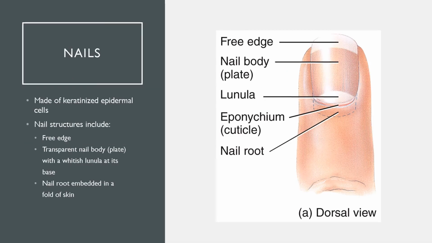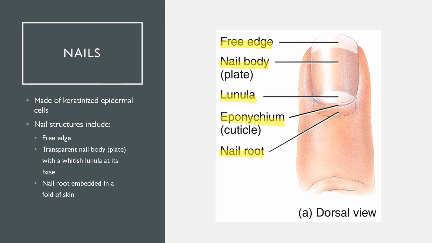Next, we are on to nails. Nails are plates of tightly packed, hard, dead, keratinized epidermal cells that form a clear, solid covering of the dorsal surfaces of the distal portions of the digits. Each nail consists of a free edge, the nail body, and the nail root. Also, a couple of other terms we will go over, the lunula and the eponychium.